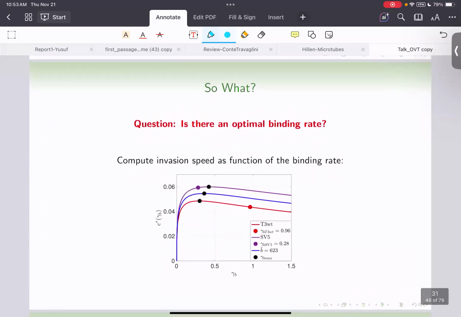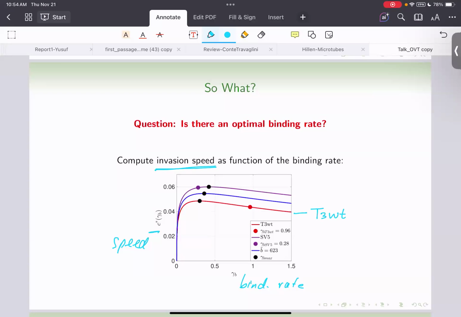So to find the optimum, we look at the invasion speed again. The invasion speed is the thing we want to maximize. We want the entire virus infection to spread as far as possible. And now we can plot this invasion speed as a function of the binding rate down here. So the speed is here. And now let's look at one of them. Let's look at the red one, which is the wild type. On this red curve, you see how the speed changes as the binding rate changes. And there's a clear maximum, which is indicated by the black dot.